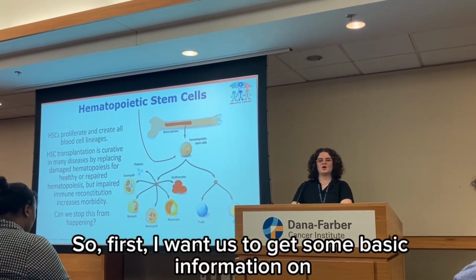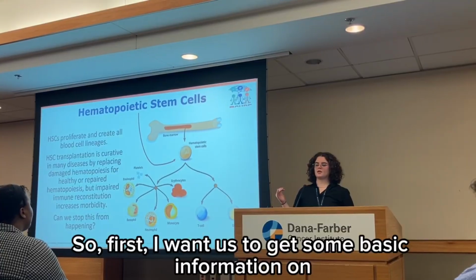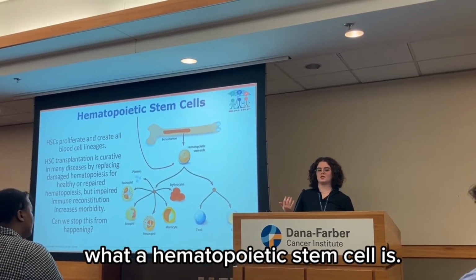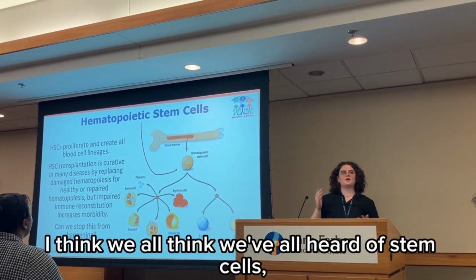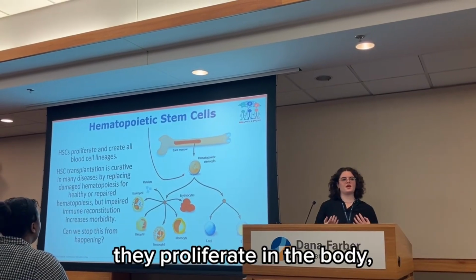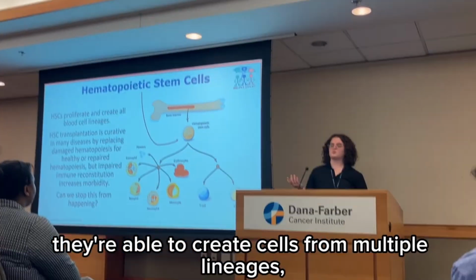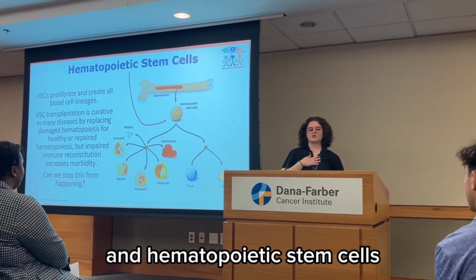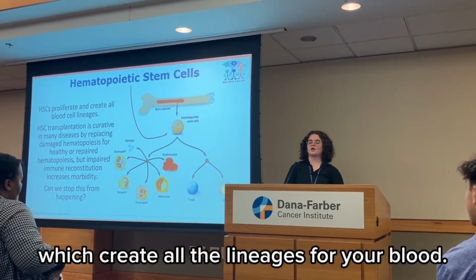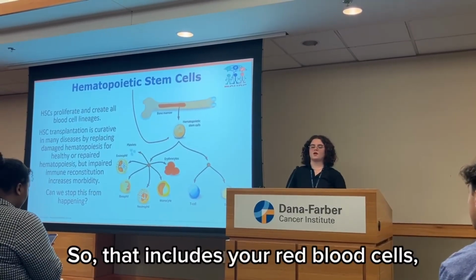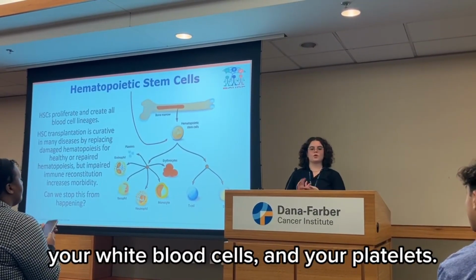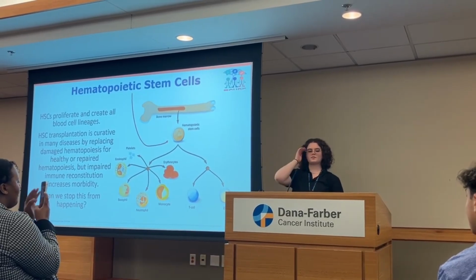So first, I want us all to get some base information on what a hematopoietic stem cell is. I think we've all heard of stem cells. They proliferate in the body. They're able to create cells from multiple lineages. And hematopoietic stem cells are the cells which create all the lineages for your blood. So that includes your red blood cells, your white blood cells, and your platelets.